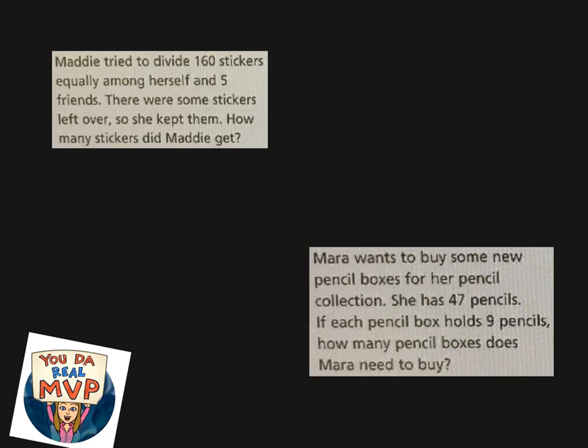So let's take a look at some examples and see if you can figure out how the remainder will be used or not used. Maddie tried to divide 160 stickers equally among herself and 5 friends. There were some stickers left over, so she kept them. How many stickers did Maddie get? Okay, so first we got to do the division, and then we'll decide what to do with that remainder. So 160 stickers, she's dividing them among herself and 5 friends. So that's 5 plus 1, 6.